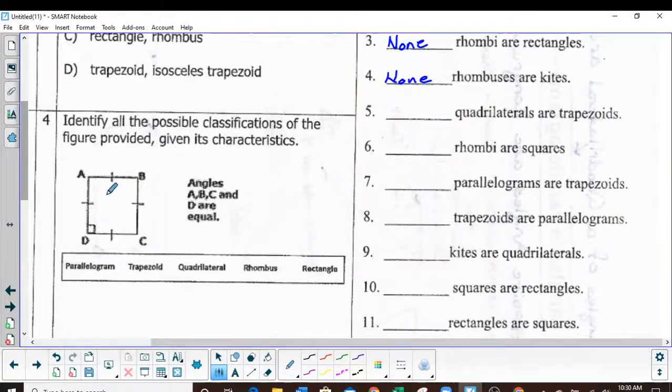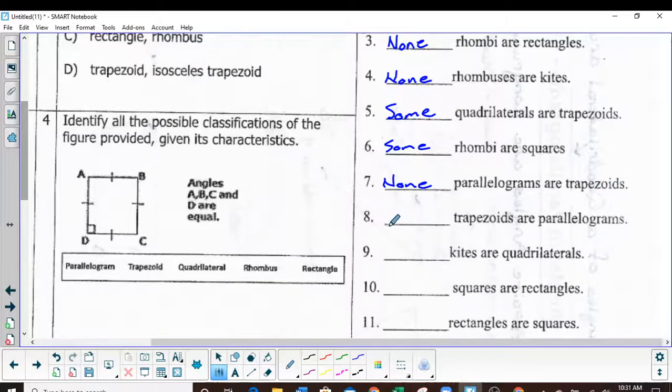Okay. Number 5. Quads are trapezoids. Some of them are. Number 6, rhombuses are squares. Some of them are, if they got 90-degree angles. Number 7, parallelograms are traps. None. Parallelograms, 2 pair parallel sides, trapezoids, exactly 1 pair.